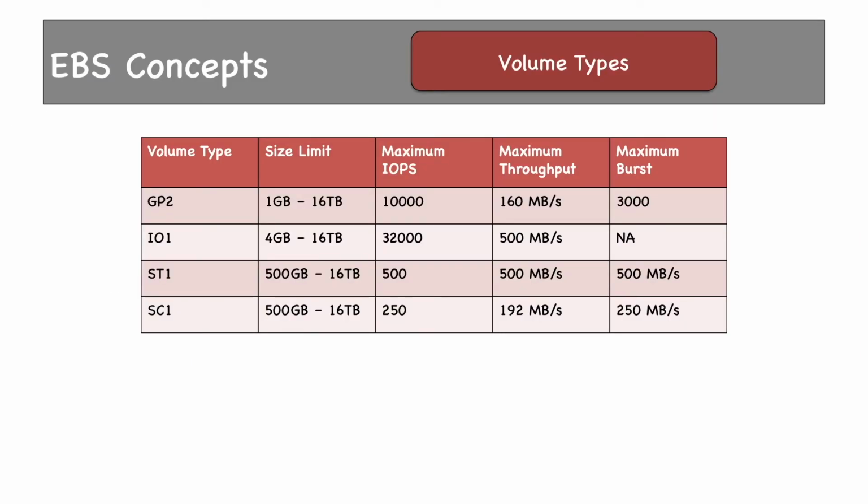This table will give you a fair amount of idea how size limit, maximum IOPS, maximum throughput, maximum burst performance change as per volume type. The maximum size is 16 terabyte for each type of volumes, but the minimum changes. For GP2 it's 1 gigabyte, for IO1 it's 4 gigabytes, for ST1 and SC1 minimum size has to be 500 gigabytes. The maximum IOPS and maximum throughput changes as per the volume type.